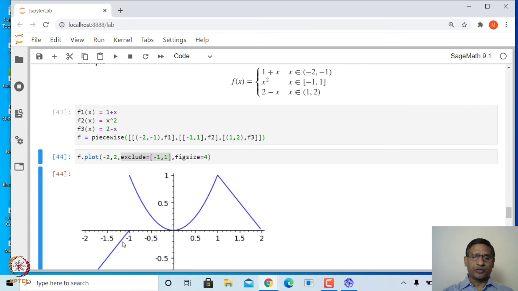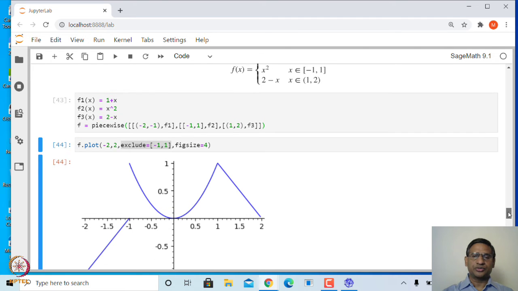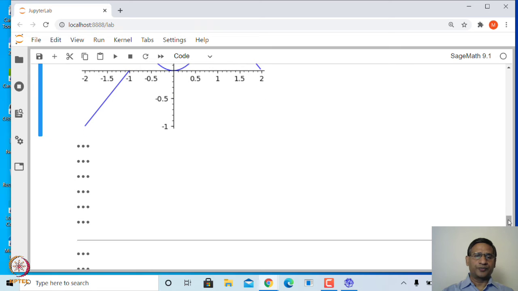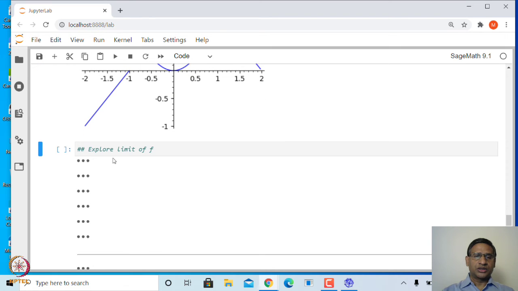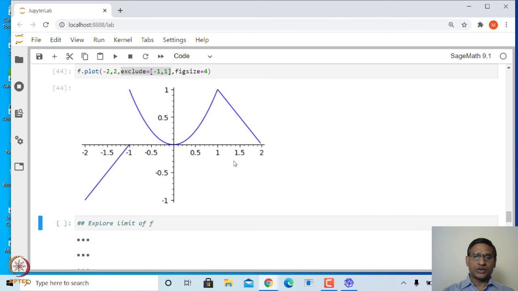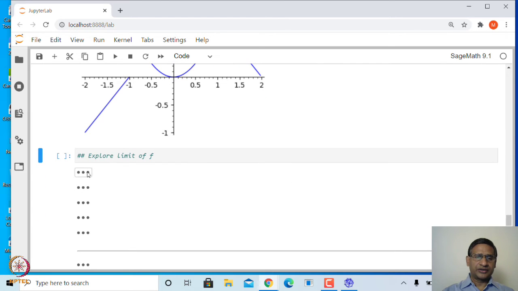Similarly, you have to find the right hand limit of f2, and then see whether they are equal. Okay. So, Sage will not give you the limit of f, but you have to find it using the limit of each of these components, right. So, that is what you need to do. You should try to find these limits at 1 and minus 1. Okay. Graphically it is quite clear, right.